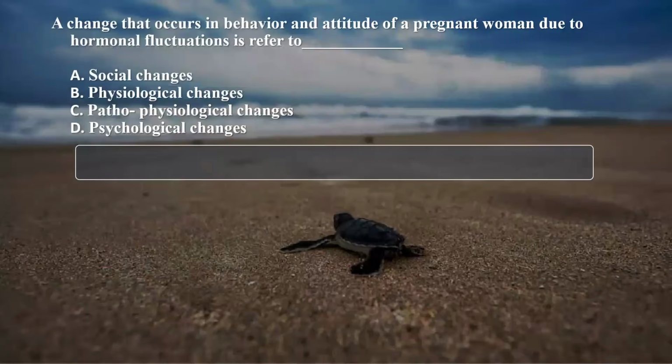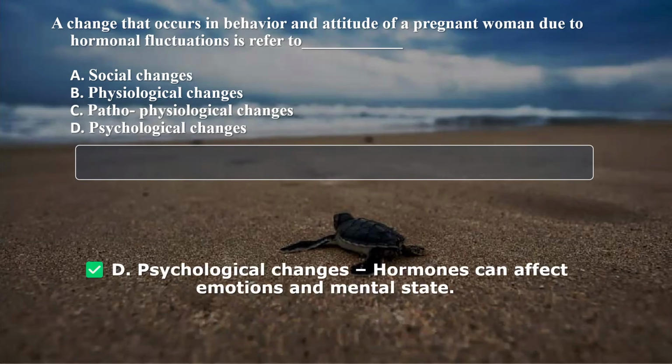A change that occurs in behavior and attitude of a pregnant woman due to hormonal fluctuations is referred to as: A, social changes; B, physiological changes; C, pathophysiological changes; D, psychological changes. The correct answer is D, psychological changes. Hormones can affect emotions and mental states of a woman that is pregnant.